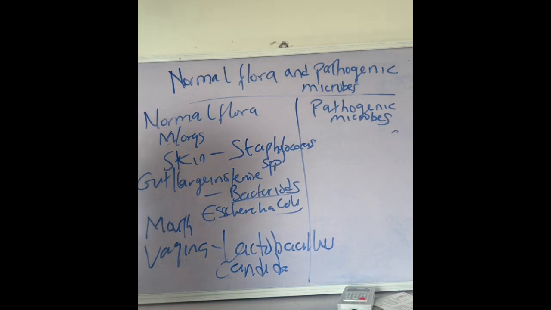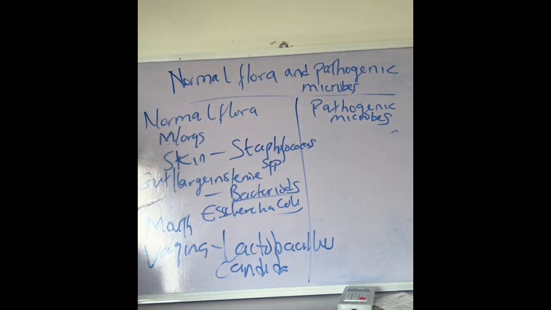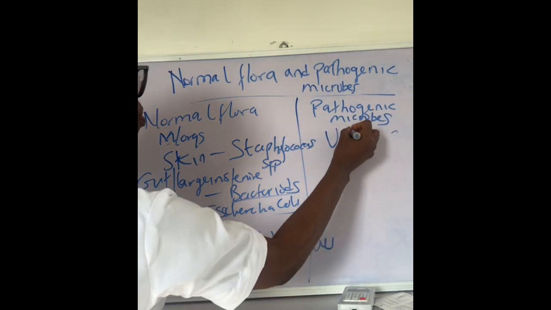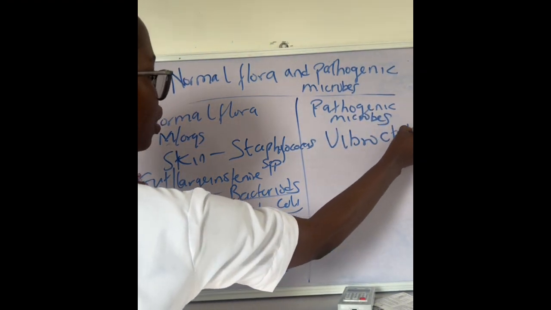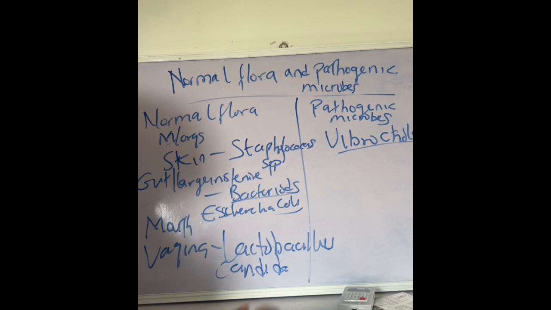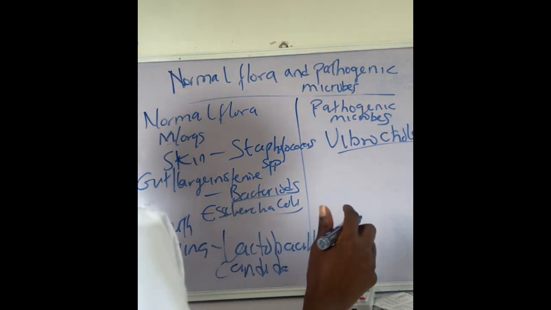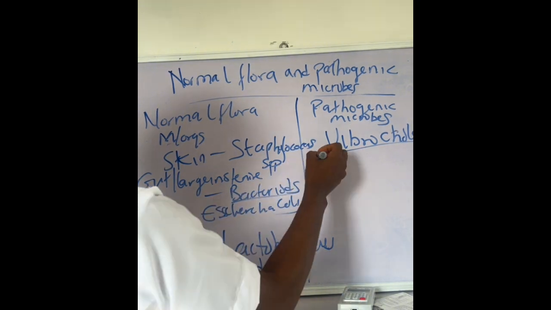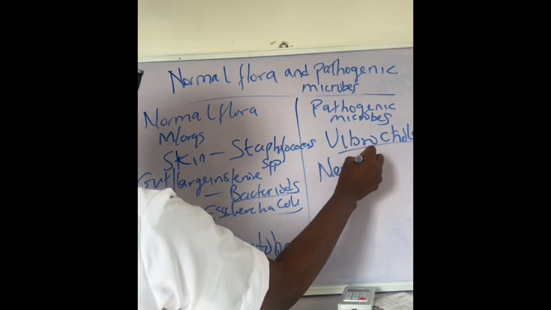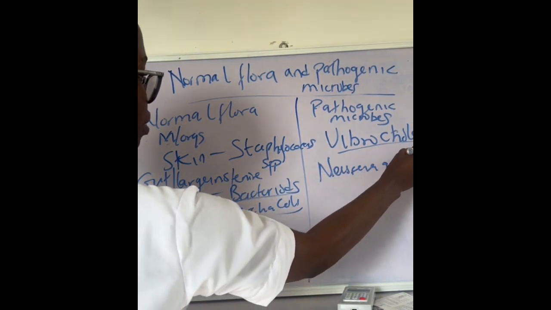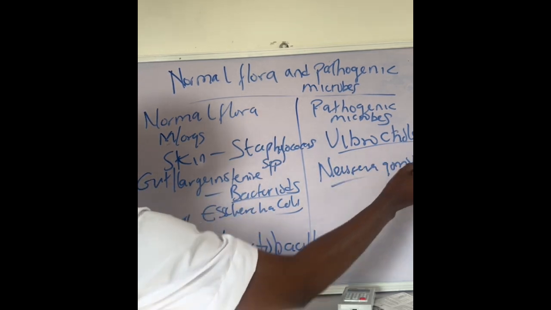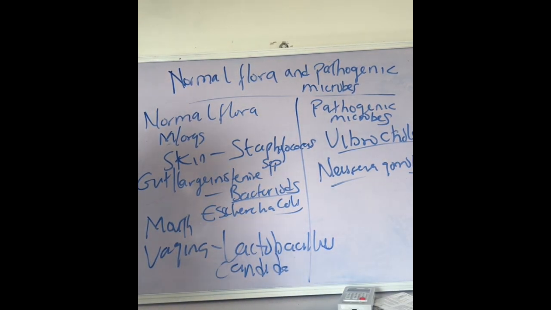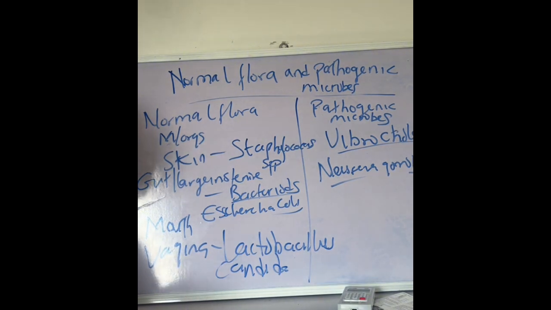What are pathogenic microbes? We've said that they are microbes that cause disease. Examples of such microbes are Vibrio cholerae. This is a pathogenic microorganism. It causes disease; it's the causative agent for cholera. And another organism that causes disease is Neisseria gonorrhoeae. These are pathogenic organisms. They cause disease. We have many more examples of pathogenic organisms.